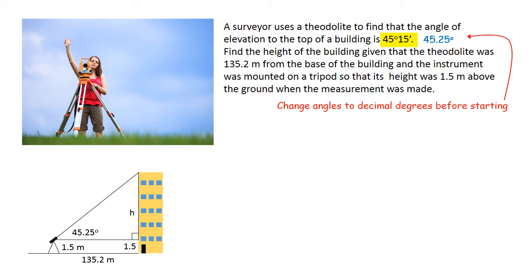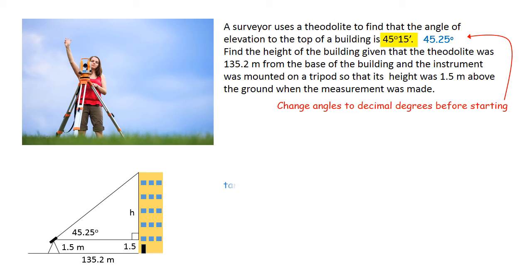Notice that the building's height is 1.5 metres higher than what you would expect if that theodolite wasn't involved in the question. The theodolite was 1.5 metres above the ground, and so the building's height is going to be 1.5 metres more than h. To find h is simple trigonometry. The question involves opposite and adjacent. That makes it a tan question.